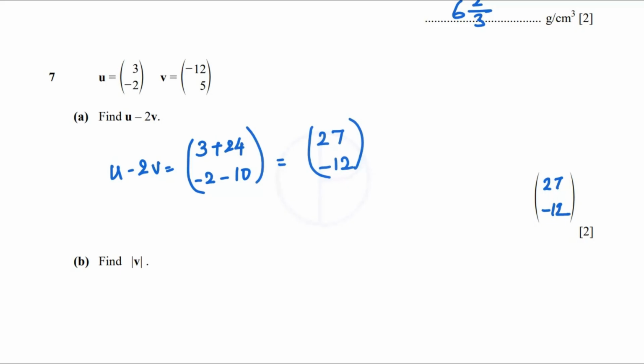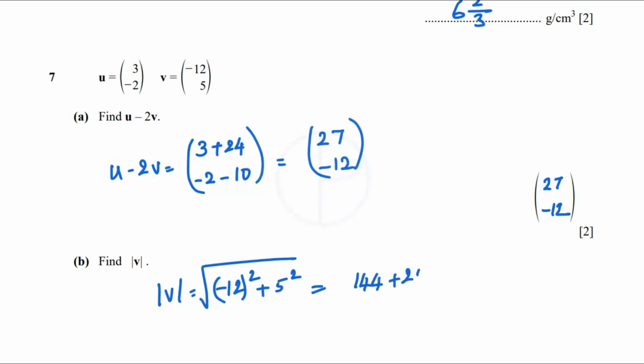Find modulus of V, which is nothing but the square root of minus 12 square plus 5 square. Square root of this term, which is 144 plus 25. So square root of 169. Square root of 169 is 13.